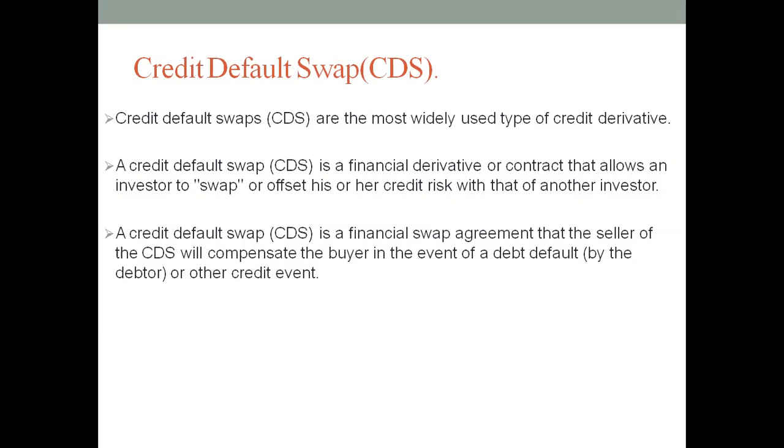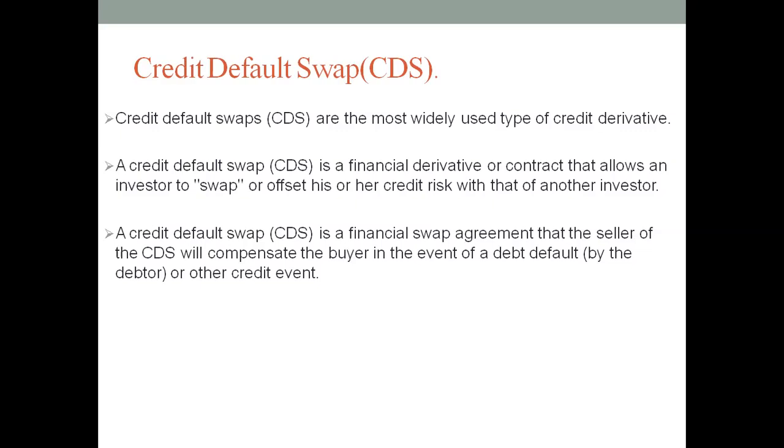I'm having a credit risk. So obviously, I don't want to take that risk up. So I have entered into a financial swap agreement, and the CDS seller who have given me that CDS, that seller or the party is ready to compensate me in the event of a debt default. If I am not getting my money back from my borrower, so that amount will be compensated by the party with whom I entered into the swap agreement. This is the simplest working of a credit default swap.